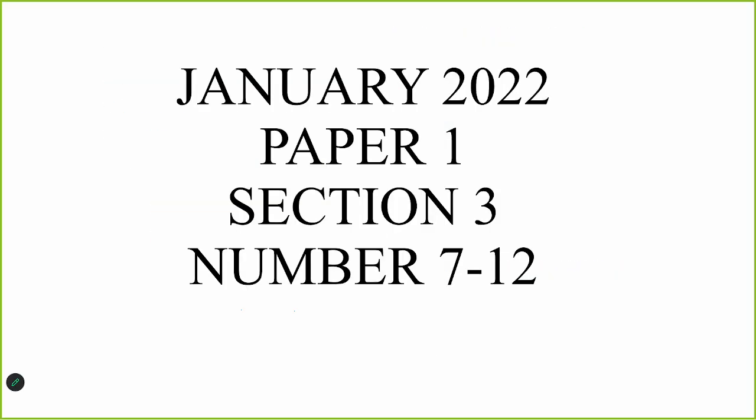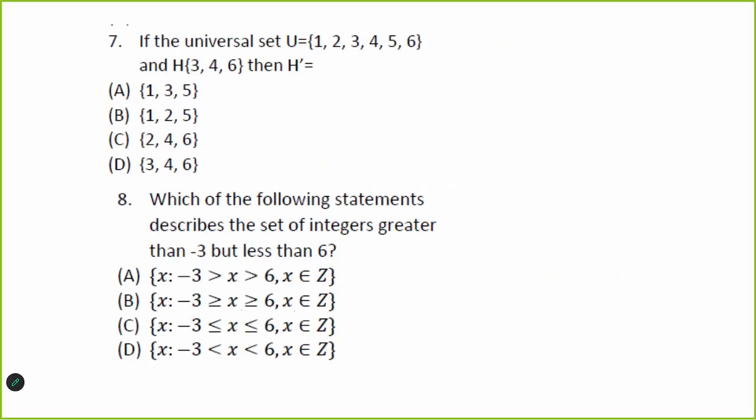That is the end of May, June 2022. Let's look at January 2022. They want everything outside of H. So they cross out 3, 4, and 6. They get 1, 2, 5. This one here, which of the following statements describe the set of integers that are greater than 3 but less than 6? It goes like this. Greater than 3 but less than 6, so it is D.